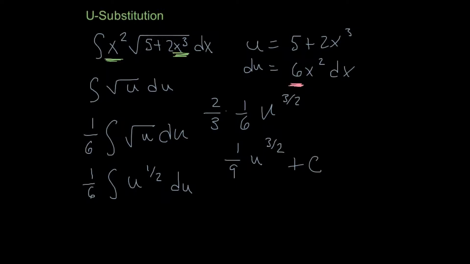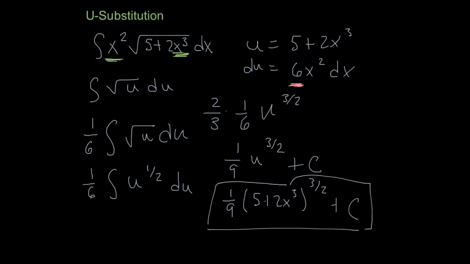Don't forget your plus c. So you're going to sub back in u, and you're going to end up with 1/9 times 5 plus 2x to the third, to the 3/2, plus c. And that is your answer.